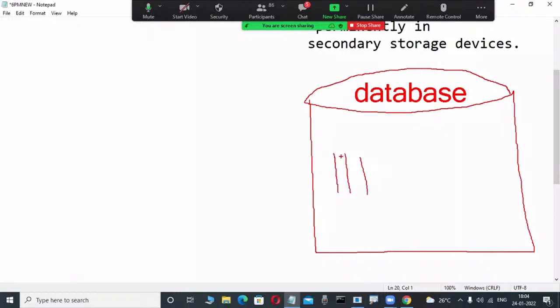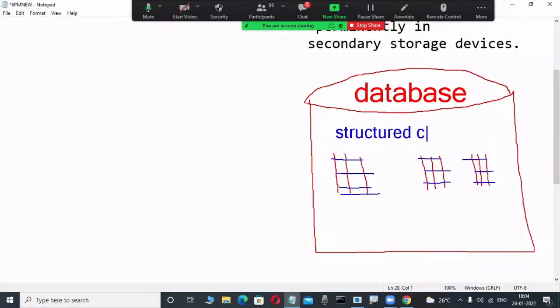Why? Because these databases are based on the relational data model, a concept. Today I will tell you. Based on that only, they implement these products. That is why they are called relational databases. Here, a structured collection of data is there. This is what I told in the previous class. These databases always store a structured collection of data, in an organized fashion.